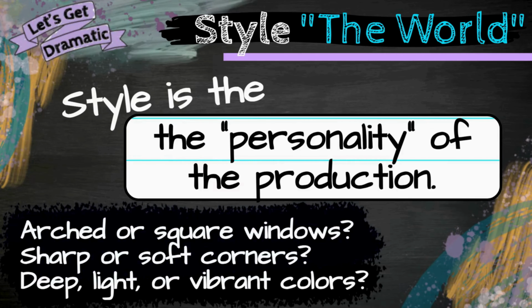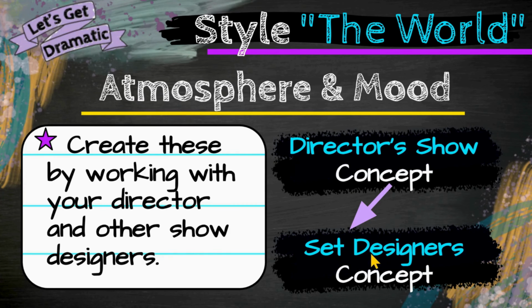So when you style your world, you've got the atmosphere and the mood that you're trying to create. Create these by working with your director and the other designers in the show. So you've got your director's concept right here, so director's show concept, and then it points down to set designer's concept. You want to make sure your concept, your idea of the show, fits within the director's show. Because if you are wanting to do a modern day Romeo and Juliet, but they are planning on doing an Elizabethan time Romeo and Juliet, it would really contrast and it wouldn't work for the overall look of the show.